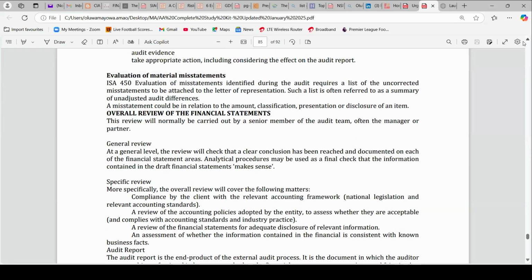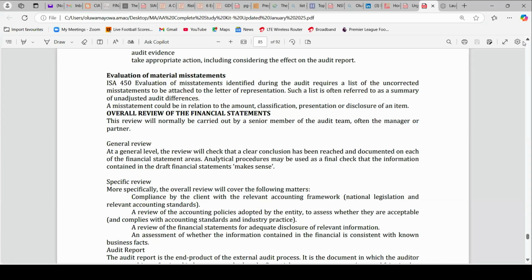Now then, after communicating it to management, you should expect them to correct this misstatement. So based on that, these are the steps that ISA 450 requires the auditor to do when it comes to misstatements. Now, quickly, let's look at an overall view of the financial review of the financial statement. When the auditor has finished work and is rounding up, at this audit finalization stage, the audit work has been finished.